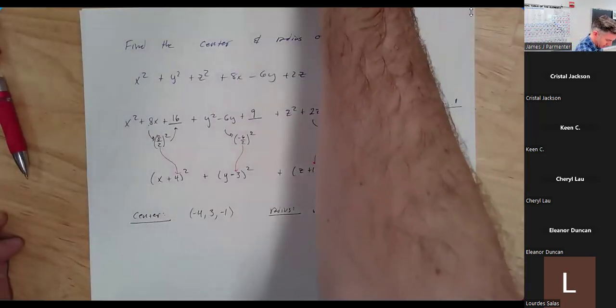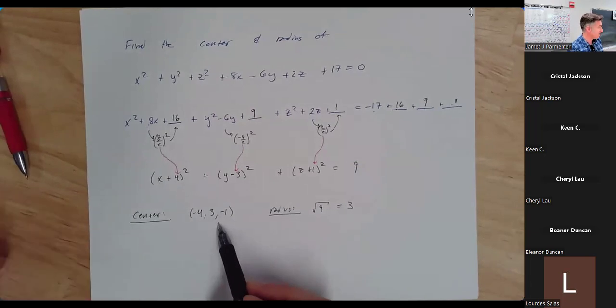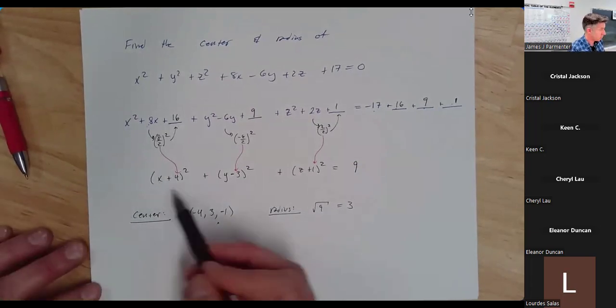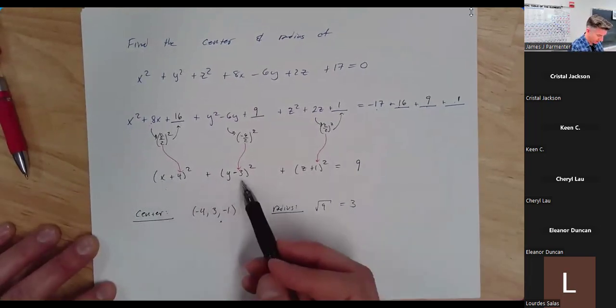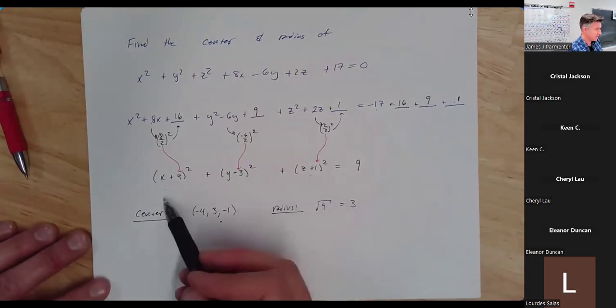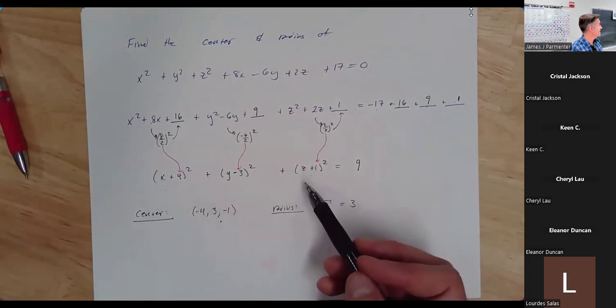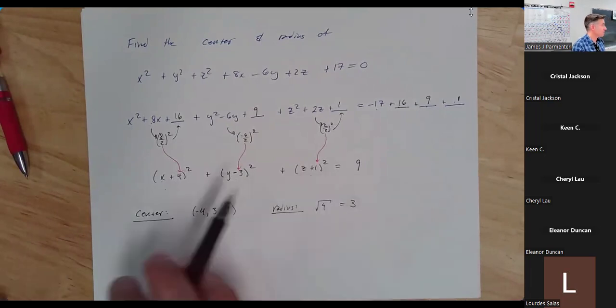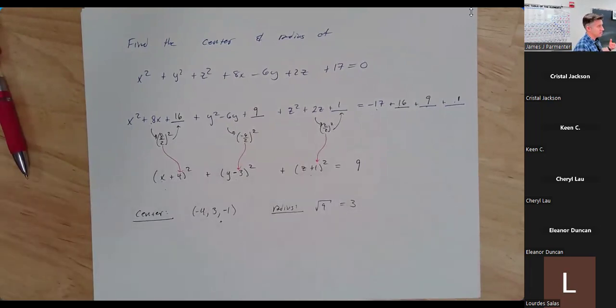That's worth mentioning just because if you look at the center here, it is not a solution to this equation. If you plug in negative 4 and positive 3 and negative 1, on the left-hand side, you get 0, and 0 isn't equal to 9. And just worth mentioning, the center is an important point of the sphere, but it's not a solution to the equation of the sphere. Totally fine.